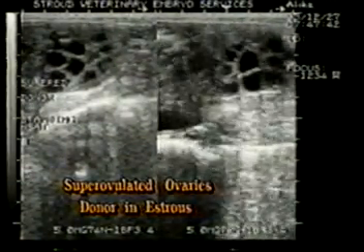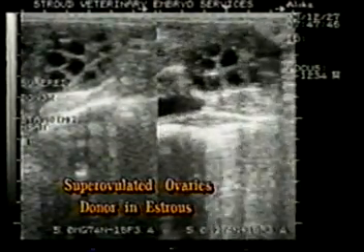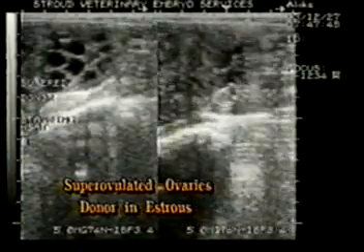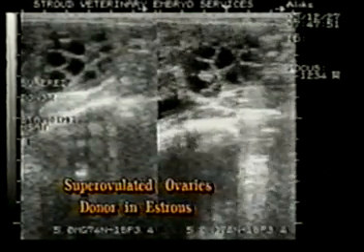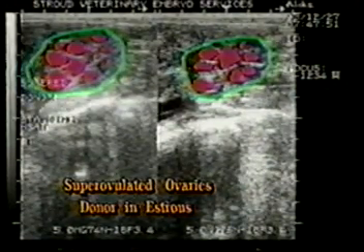However, just because a superovulated donor in standing estrus has multiple follicles does not mean they will all ovulate. This donor seems to have a good response to FSH. The ovaries are outlined in green, the follicles are red.